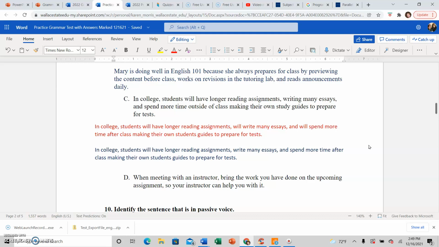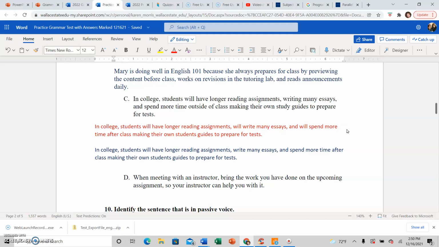All right, I know this one does not contain parallel structure because when I look at the verbs, students will have longer reading assignments. Okay, they will have, that's one verb. Writing and spend and making, we just have a bunch of different verb forms here. So I have 2 options for cleaning this up a bit. Let's see how I did.